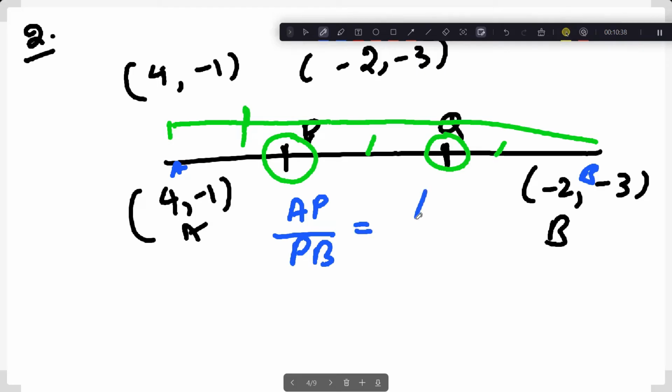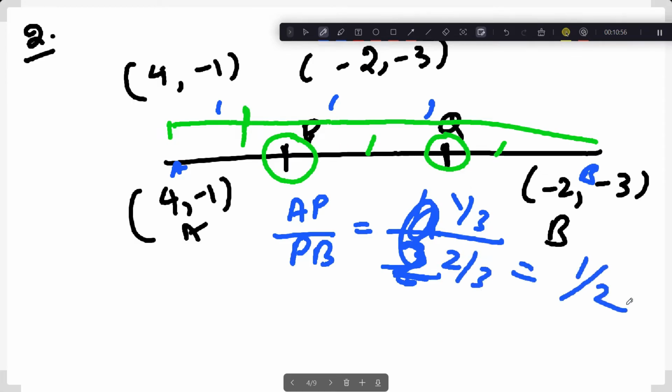इसको देखेंगे हम. Which is what? 1:3. 1:1:1. Sorry, 1:2. No, sorry. क्या कर रही हूँ मैं? This is AP is 1/3 and PB is 2/3. So it is actually 1:2. ठीक है. So we have to find the coordinates of P. We know what is M1. M1 is 1, M2 is 3. Sorry, 2. Right?